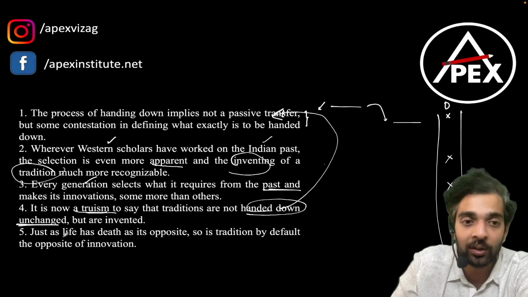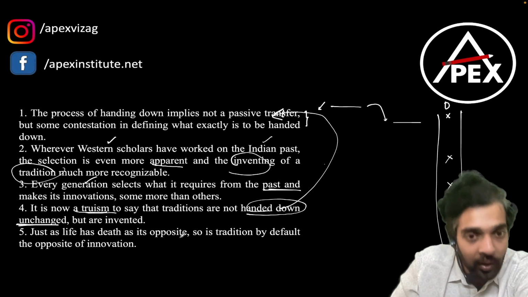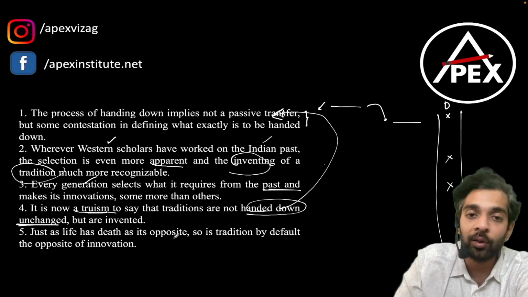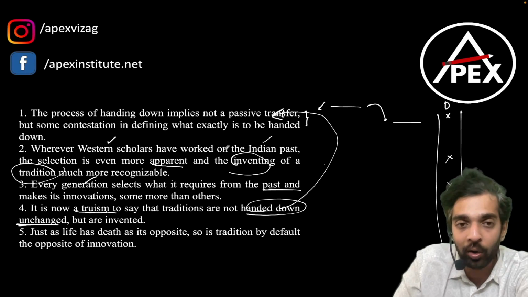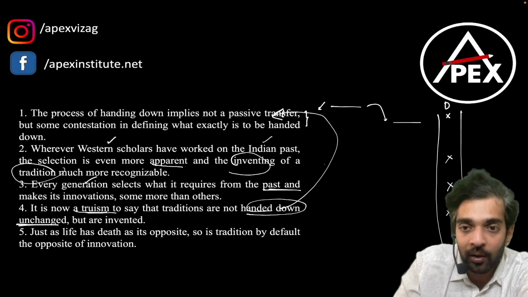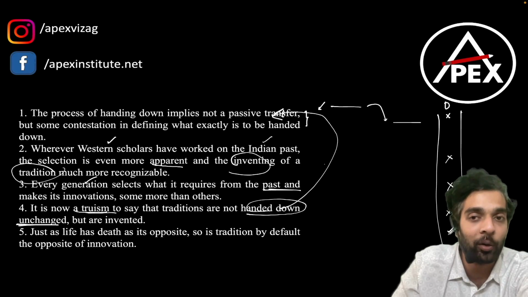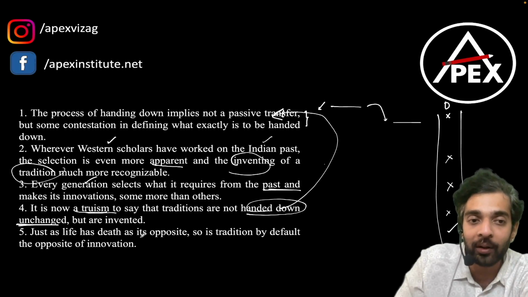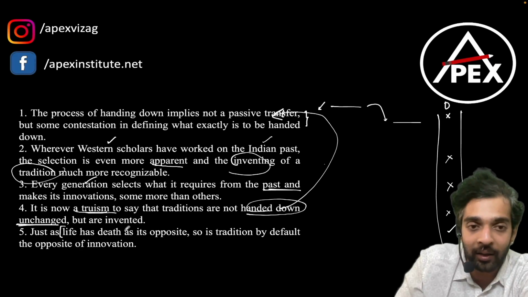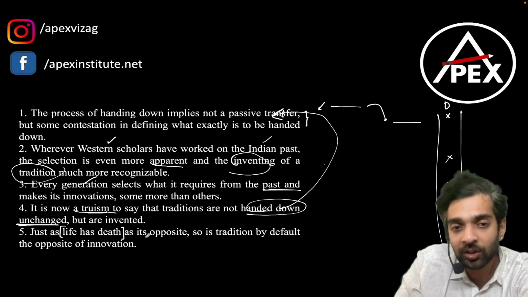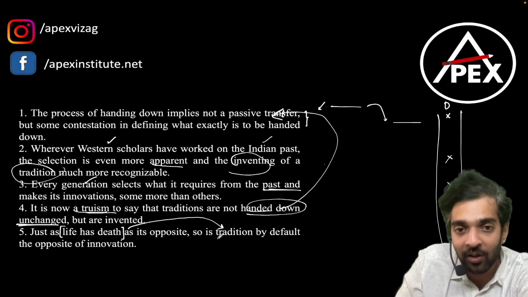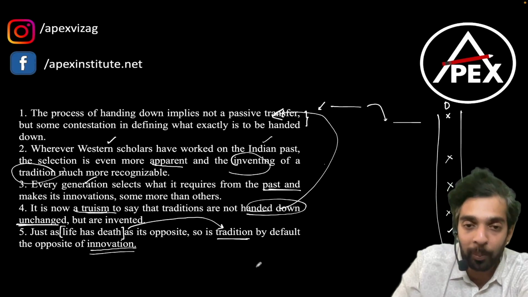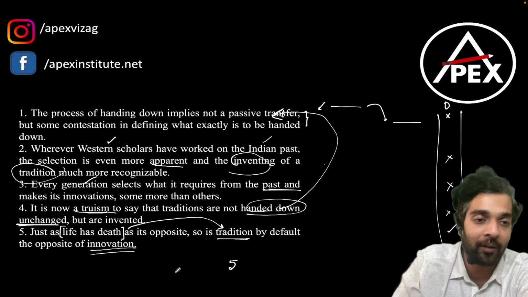Okay, now here, just as life has death as its opposite, so is tradition by default the opposite of innovation. So now I can see that out of all of these, definitely 5 is more contestable to be my opening statement. Why so? Because here we are talking about two opposites. Here we are introducing life and death as opposites, just to say that yes, tradition also has an opposite of innovation. Correct? So our opening statement should be 5.